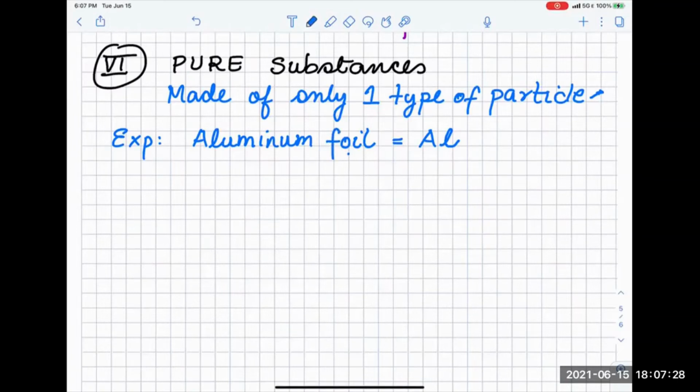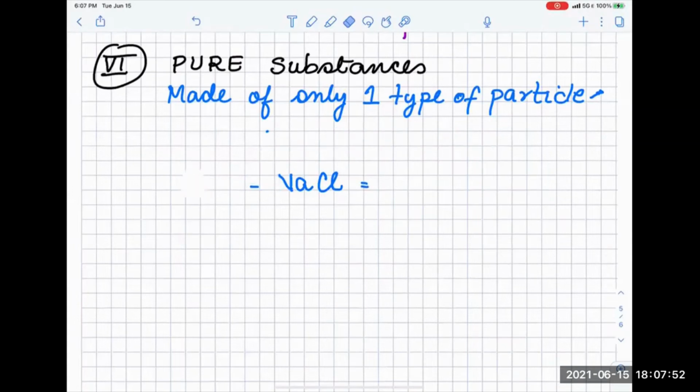Next, let's look at, for example, salt. Now the salt is made up of sodium and chlorine. So chemically, it is made up of two particles. So here, this is only one type of particle. Pure substances are actually two types.